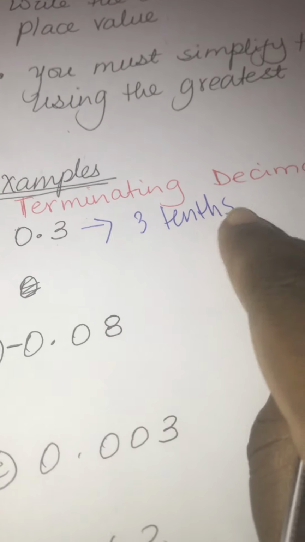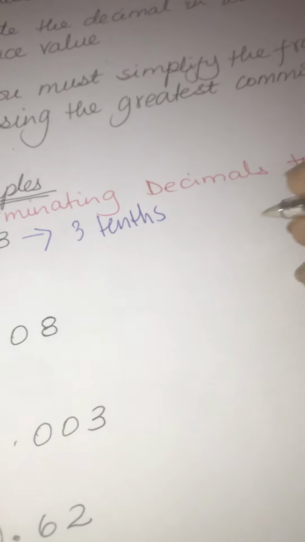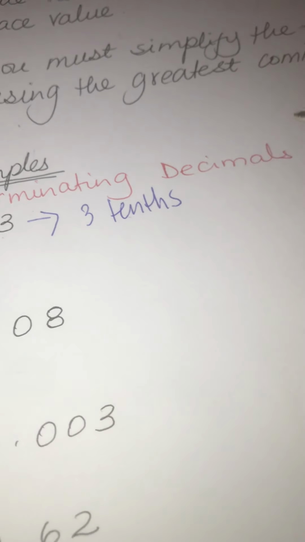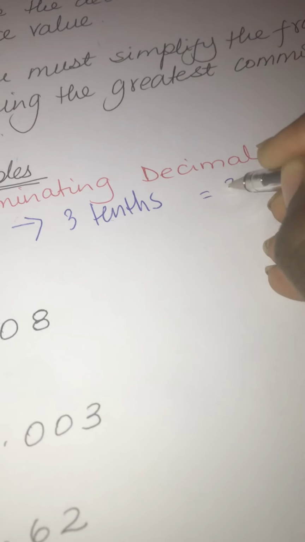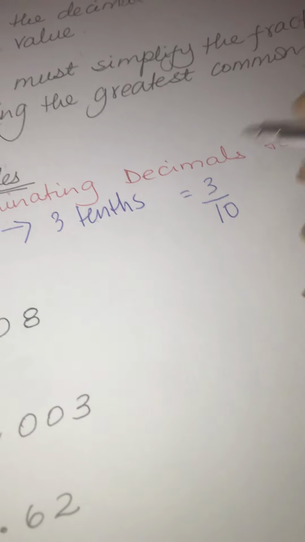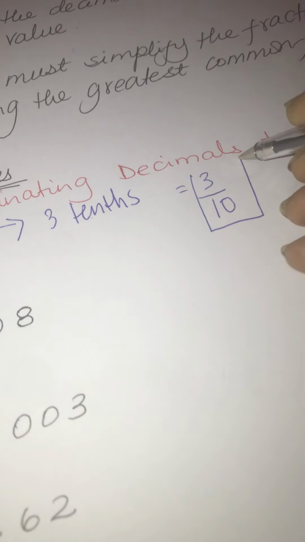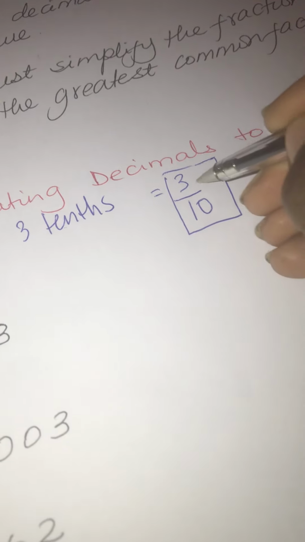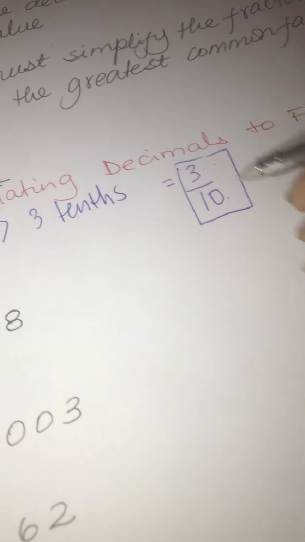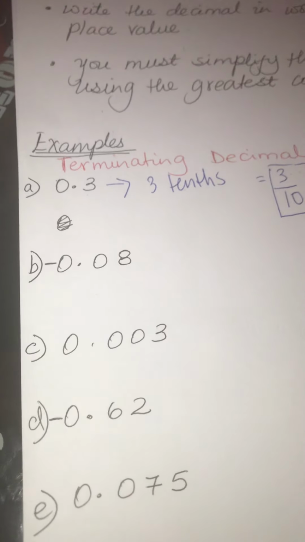3/10. Okay? Then 3/10. See, this is 10. That means 10 is at the bottom. 3 out of 10. And this is the simplest form because there is no common factor of 3 and 10. I don't need to simplify anymore.